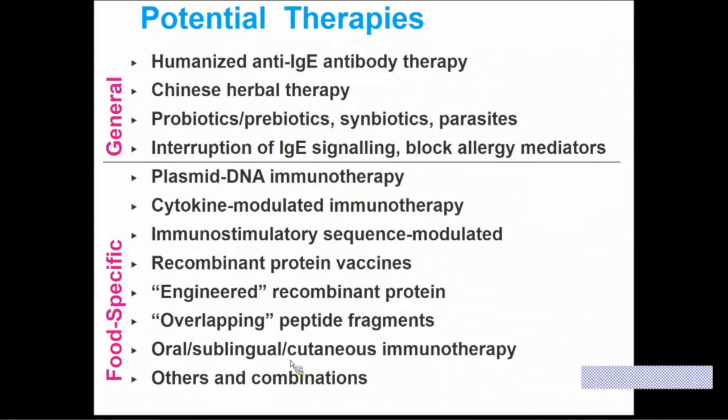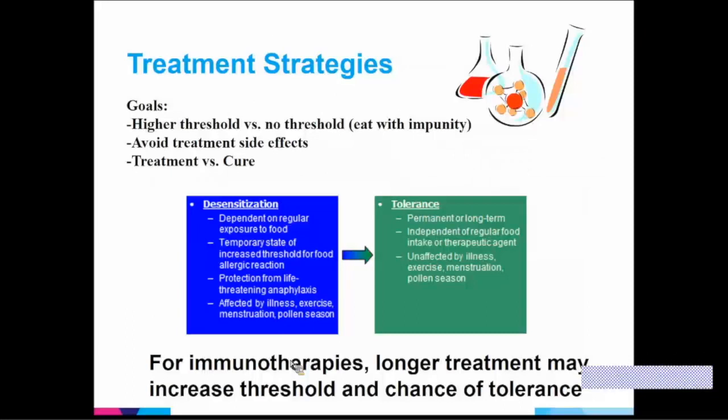So what about a roundup on treatments? This is a laundry list of potential therapies divided by some that would be for any food and some that are specific for particular foods. And I'm just going to walk us through some of these fairly briefly.